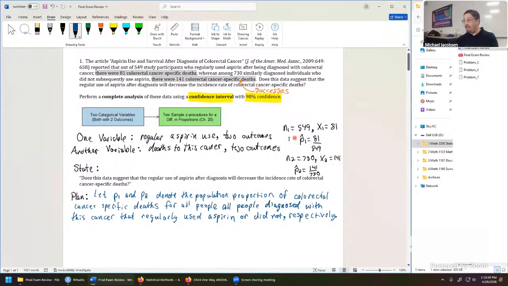The first population that came up is going to be relative to the parameter p1. So that's going to be the true proportion or true percentage of all deaths for people who were diagnosed with colorectal cancer and regularly used aspirin. Likewise, for p2, this is for those who did not regularly use aspirin. That's sometimes the tricky portion of the planning. Because it's a confidence interval, we're just moving on to the next conditions. But any questions or comments at the moment?